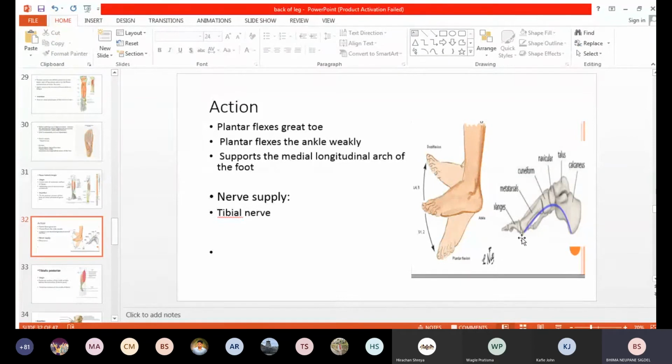Now, before the nerve supply, you can see the arch is like this. This is the arch of the foot. Some have a flat arch, right? Flat foot. Some have a high arch. Some have a normal arch, right?